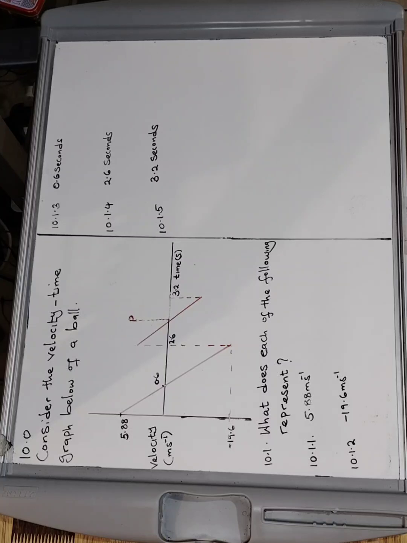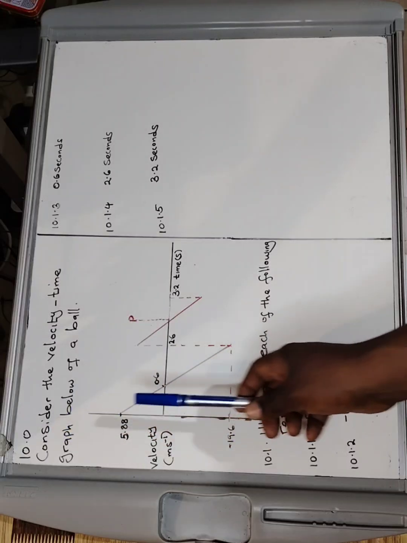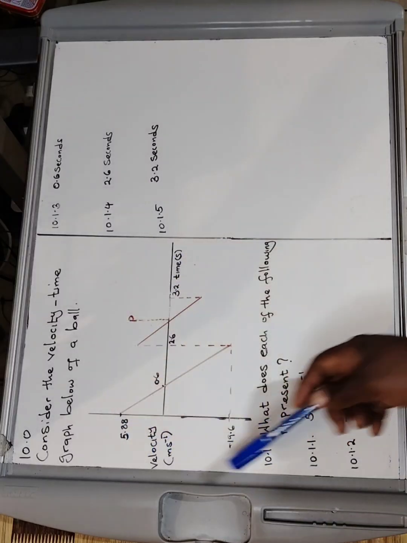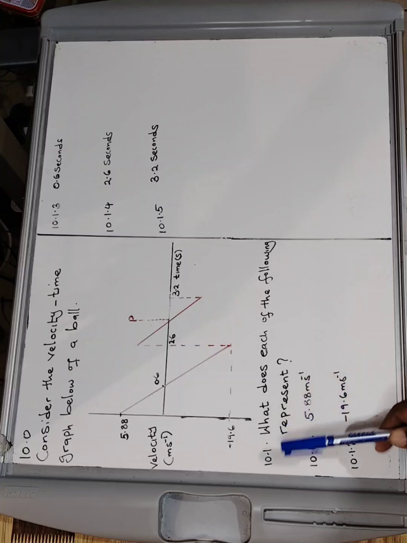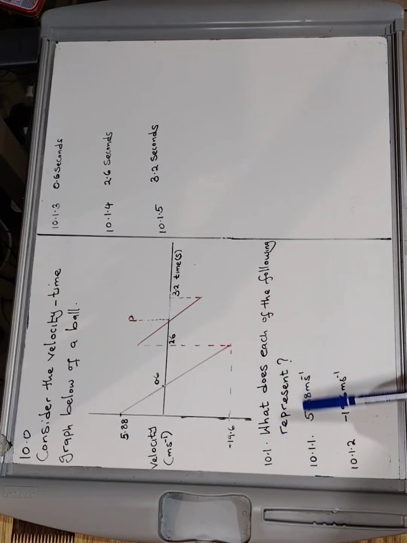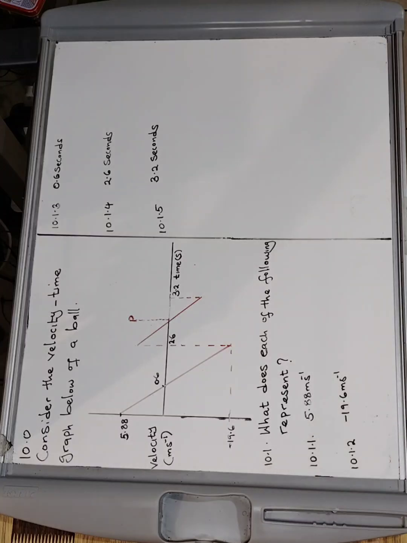Okay, we are having this question, which comes from vertical projection. The statement reads, consider the velocity time graph below of a ball. Okay, this is the graph we are looking at. And then the question comes, what does each of the following represent? So we are having all these ones as indicated on the graph. What do they represent?